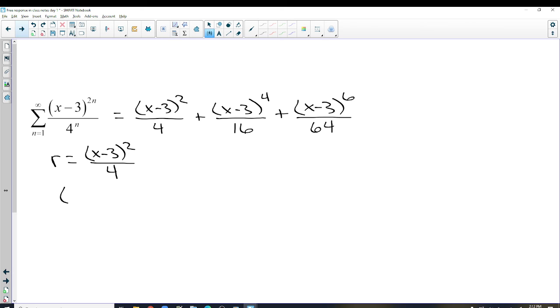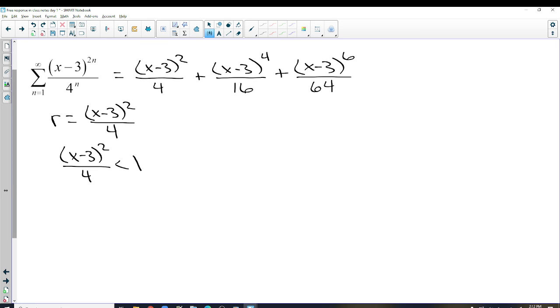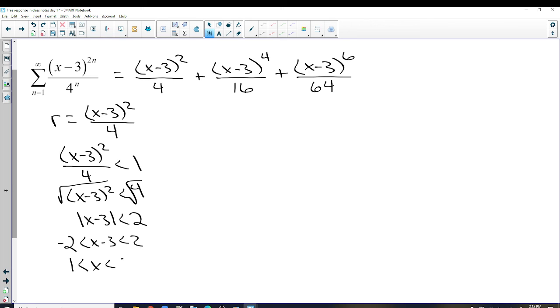Now, because this is squared, we don't need the absolute value yet. We want the ratio to be less than 1. So x minus 3 squared is less than 4. So now when we square root, we get that absolute value back in here. So negative 2 less than x minus 3 less than 2. So 1 is less than x is less than 5.